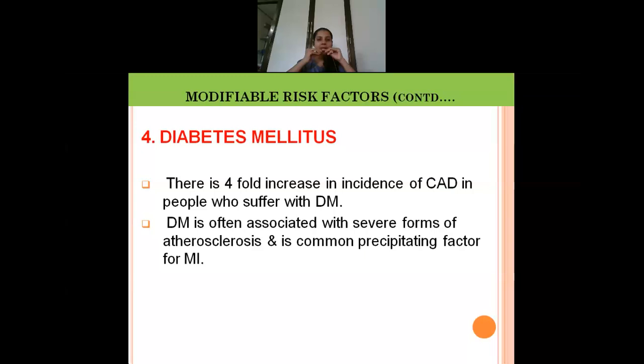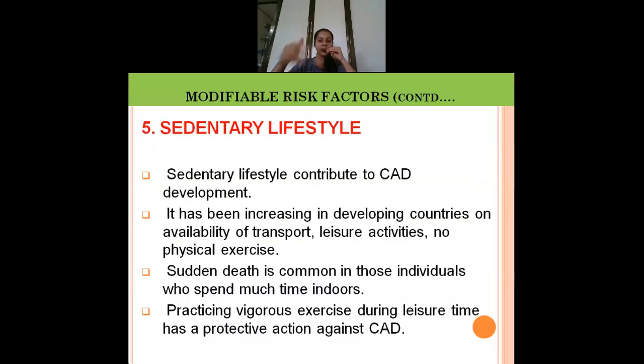Next is diabetes mellitus. What happens when you are having hyperglycemia? Hyperglycemia is a condition in which there are increased blood sugar levels. Okay, so when more and more blood sugar increases in your blood, you can be at increased incidence for atherosclerosis or even MI.